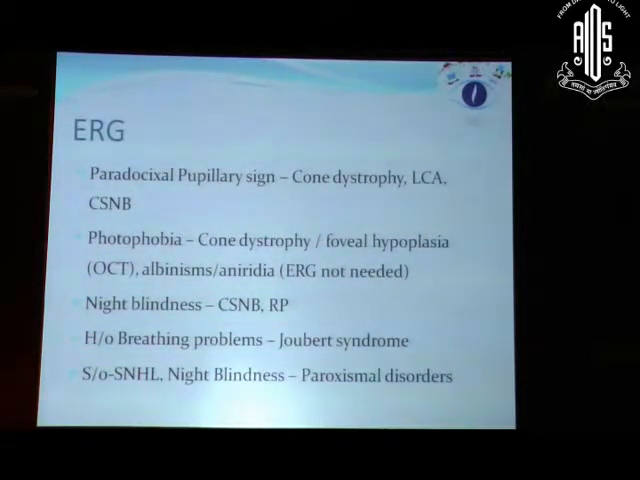And how you evaluate this is you keep the lights on, look at the pupil, keep the slit lamp light on the pupil and switch off the room light, and instead of the pupil becoming larger, you will find it constricting. This is a definite sign of paradoxical pupillary sign, and this patient suffers from retinal dystrophy. We have picked up a significant number of patients with retinal dystrophy purely based on the paradoxical pupillary sign.